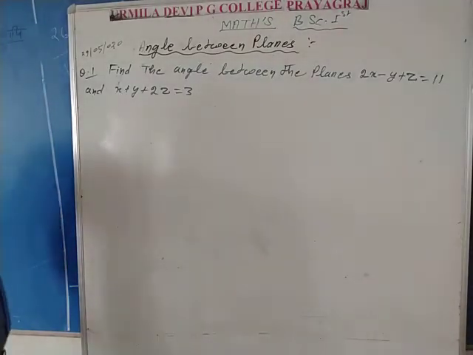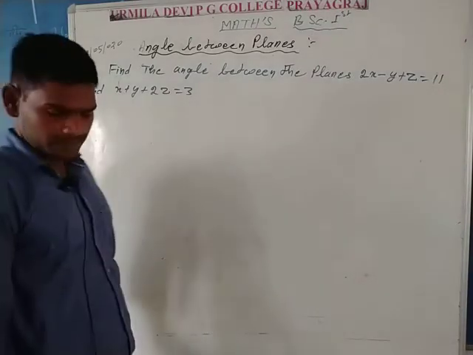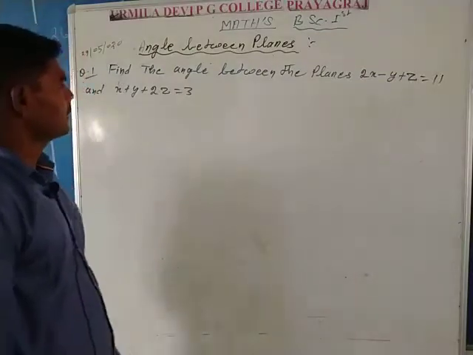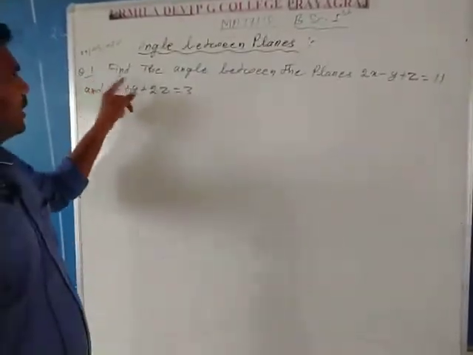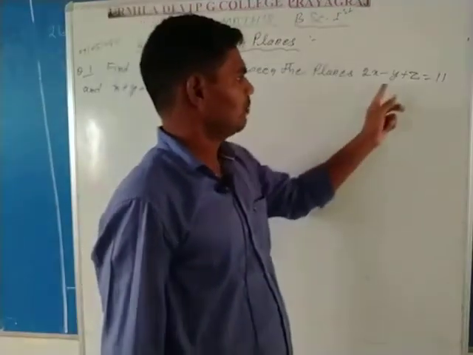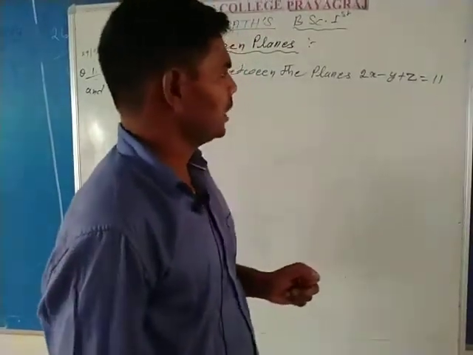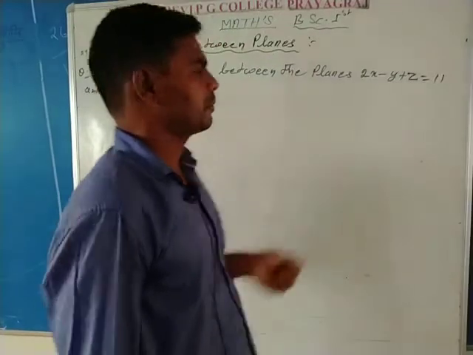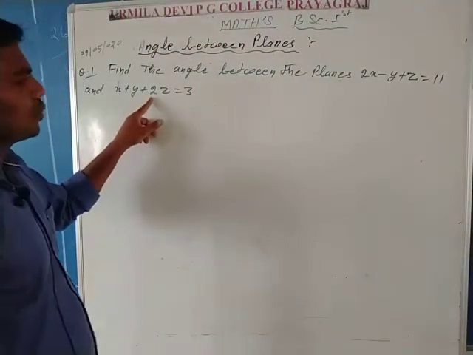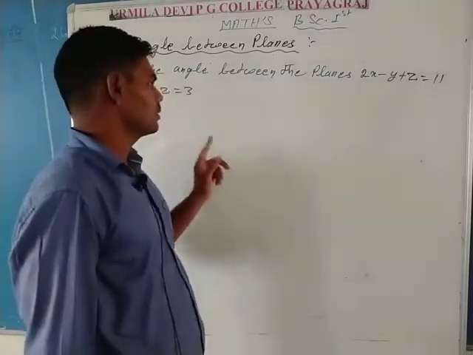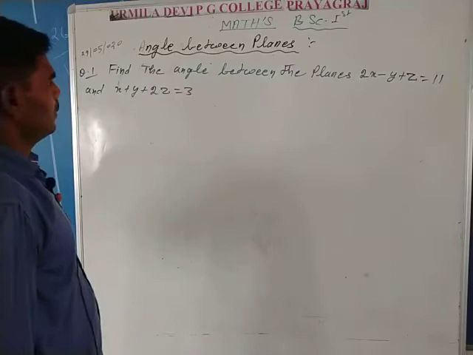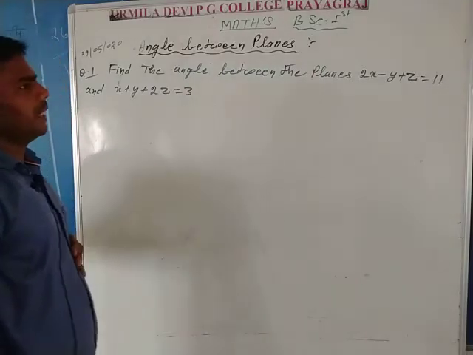In the first question, which is related to the above two articles, article first and second, the question is: find the angle between the planes 2x minus y plus z is equal to 11 and x plus y plus 2z is equal to 3. Here two plane equations are given. Your aim is to find the angle between them.